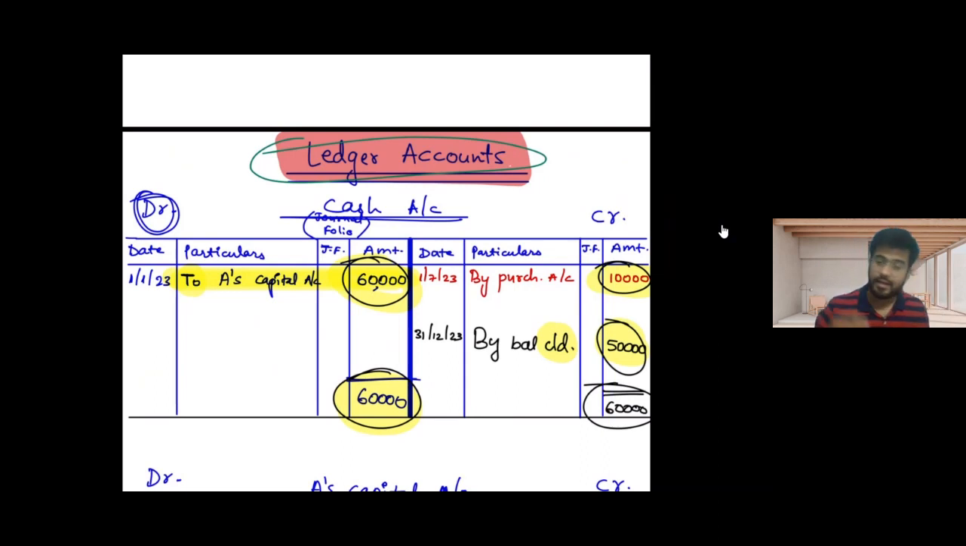Sir, what do you mean by that? I will just show you. Just go to the trial balance format. We will go to the trial balance format. Okay. So we will prepare the trial balance. For example, this is the books of A Limited.